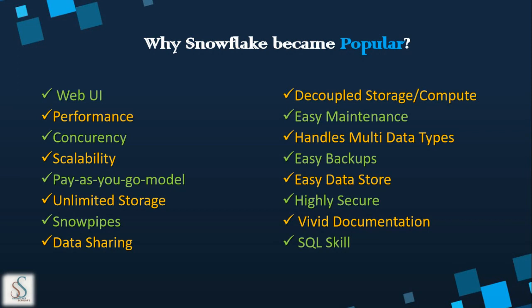And the pay as you go model. Pay as you go model, what is this? That means you pay only for what you use. If you are using 10 GB of data, only pay for that. Don't pay for the storage if you are not using it. Okay, and pay only if you are using the computing machines, otherwise don't pay.